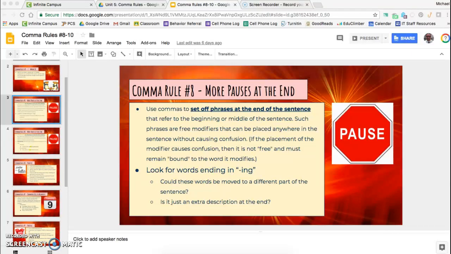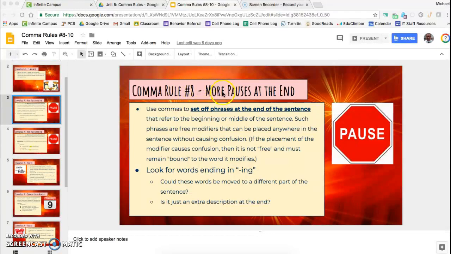This video is going to go through comma rules 8 through 10. So what you can do is you can pause it when you get to the end of each comma rule so that you can do the activities on your sheet. Comma rule number 8 is the first one we're going to go through.